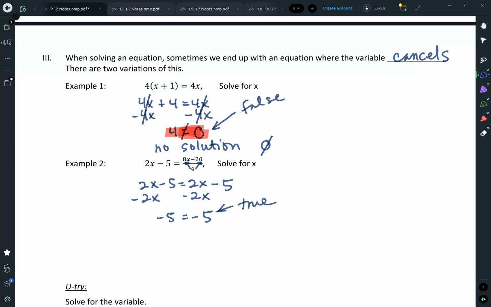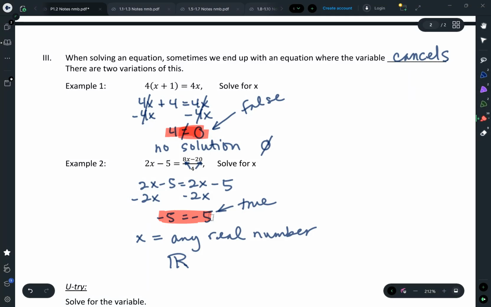So if I have a true statement, that means all real numbers are a solution. So we could say x equals any real number. It's commonly worded that way. There's a lot of different ways to word this. You could say that there's many solutions. You could say all real numbers are solutions. And the symbol for the set of real numbers is that fancy looking R. So again, on this one, I got a true statement.